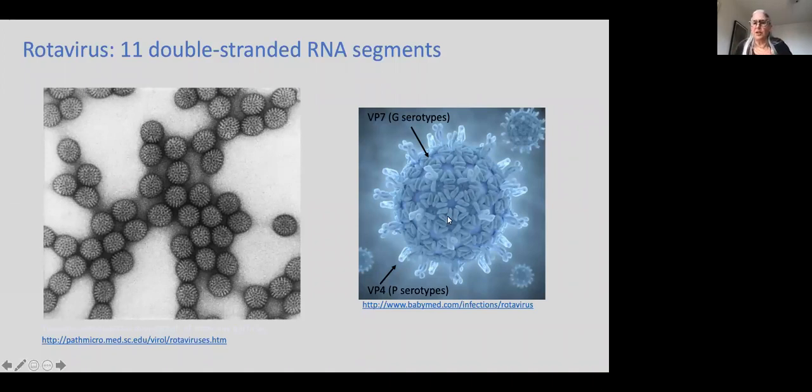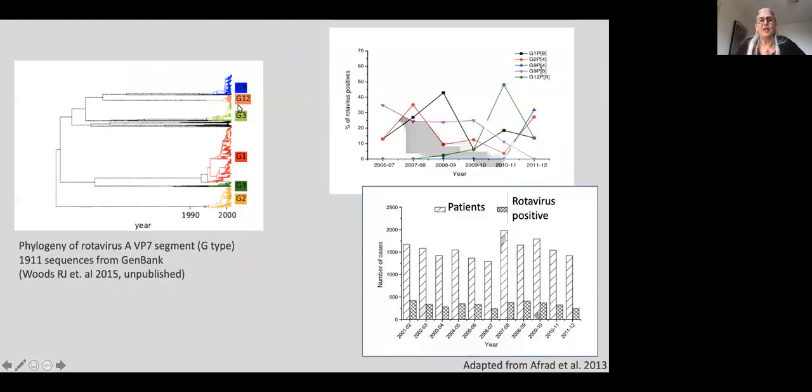It has on the surface, in this nice picture that they drew here, two main determinant molecules that determine the G types and then the P types. Those are different parts of the capsule of the virus. If you look at the genealogy of the G types, you'll see this coexistence. This is the global data set that exists for this segment. Essentially, the segment is the one that encodes the G type. If you build these trees, you find this coexistence that goes back a very, very long time.